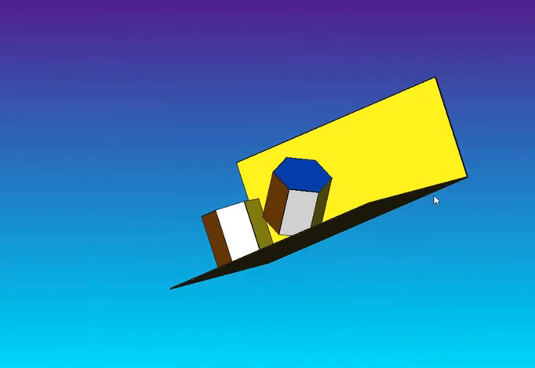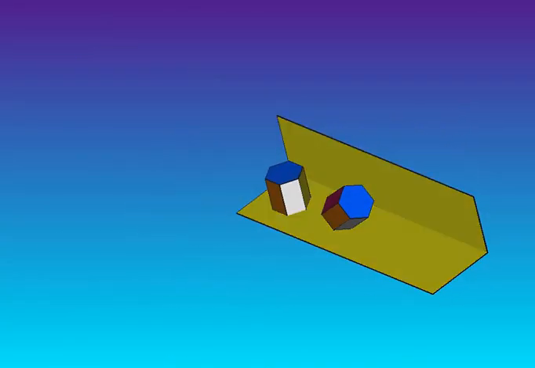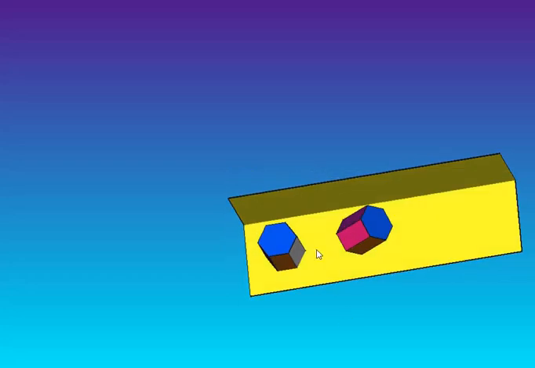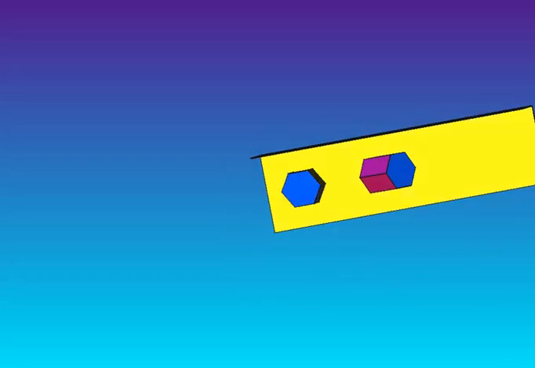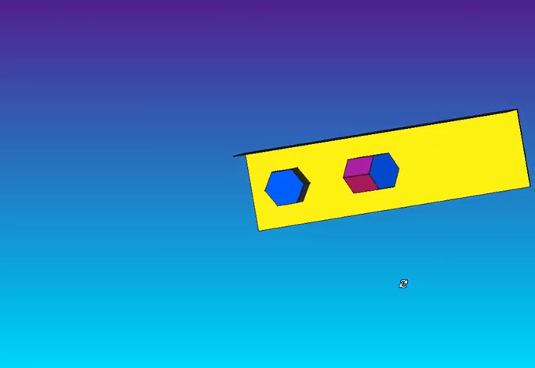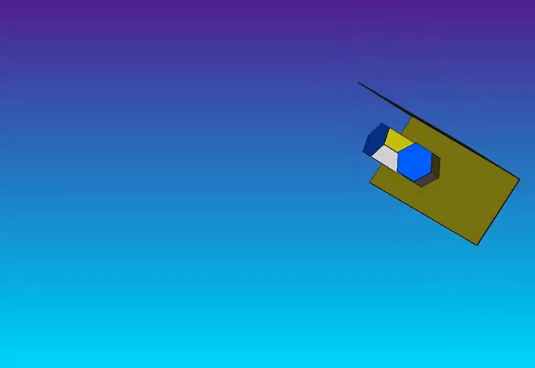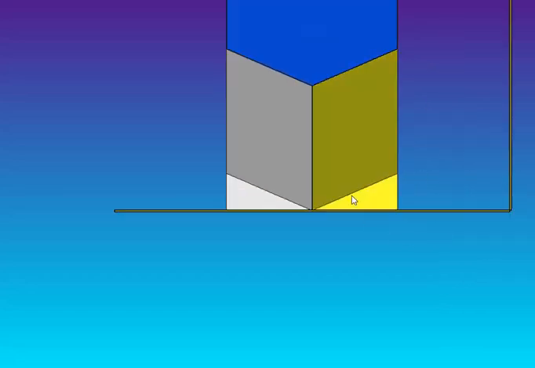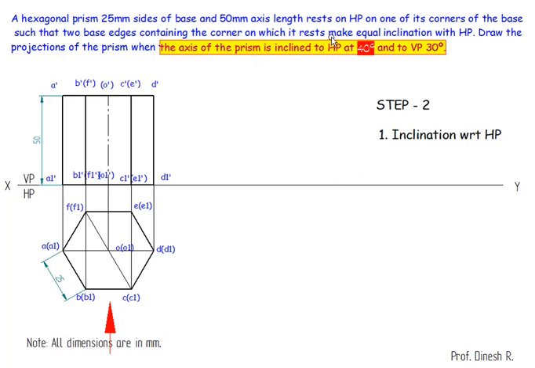So by default, whether they mention it or not, we are going to make it equal inclination, because we always make this diagonal parallel to VP. So this is going to make equal inclinations even if you keep it in the top view. So this makes 30 degrees, and similarly 30 degrees. So this is making equal inclinations. When I tilt it, it makes equal inclination with respect to HP.